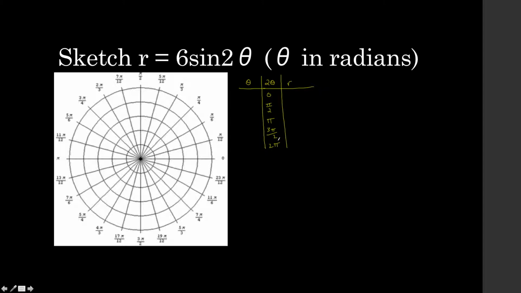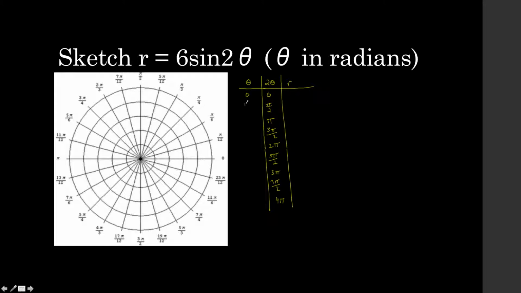Okay? And since this is twice theta, instead of going to 2 pi, we'll need to go to 4 pi. So 5 pi over 2, 3 pi, 7 pi over 2, 4 pi. Does that make sense? It's twice theta, so we have to go to 4 pi instead of 2 pi. Now, if I'm wanting to figure out what theta is, just divide by 2.